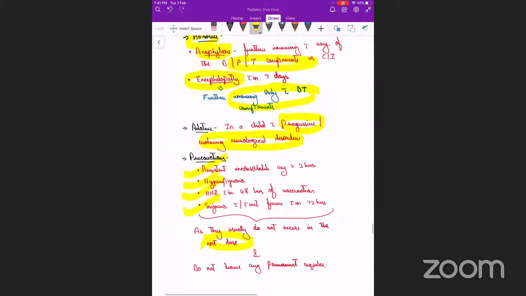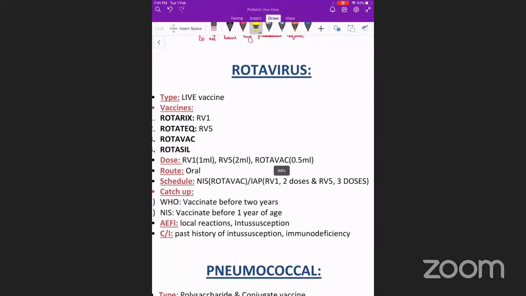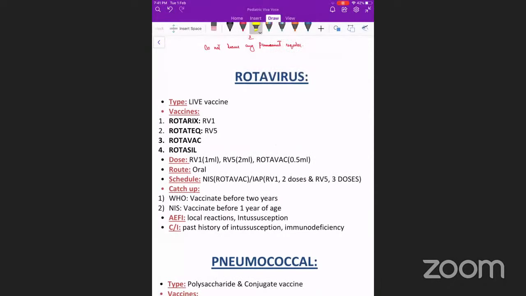Next is the rotavirus. Rotavirus vaccination. Now, what is the type of rotavirus vaccine? It is a live vaccine. Now, what are the types that are available? RV1, that is Rotarix, RV5, Rotatec, then we have the Rotavac and Rotaseal available. So, these are the four vaccines that are available in India: Rotarix, Rotatec, Rotavac, and Rotaseal.